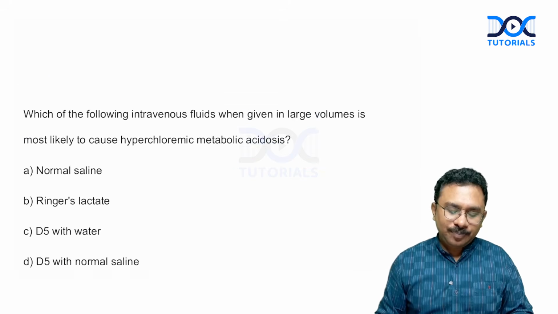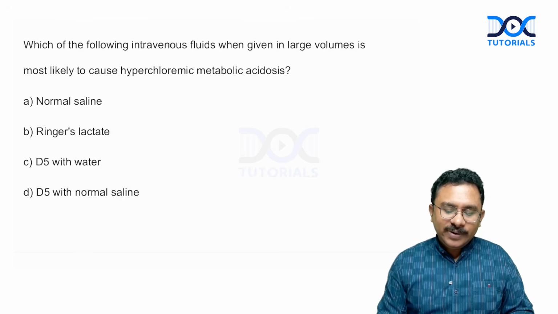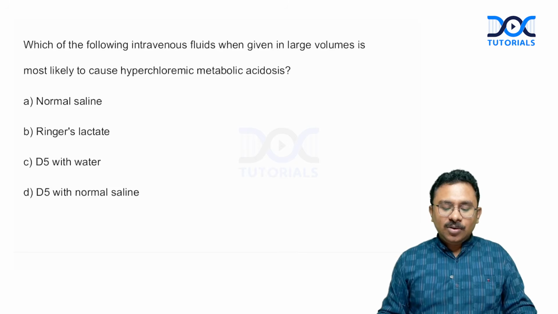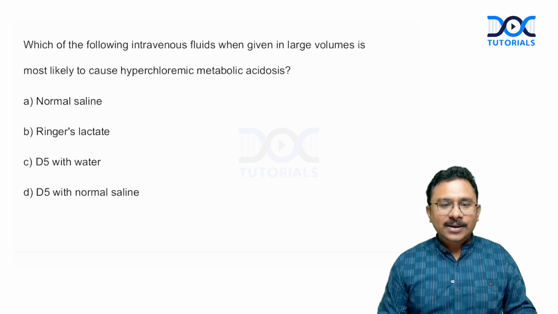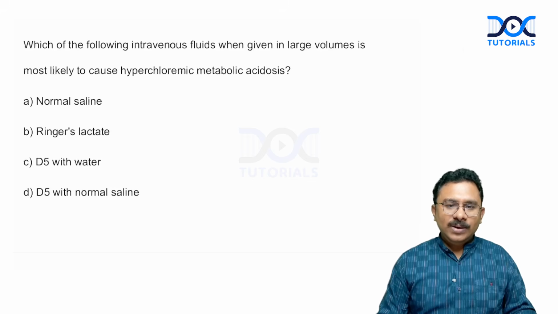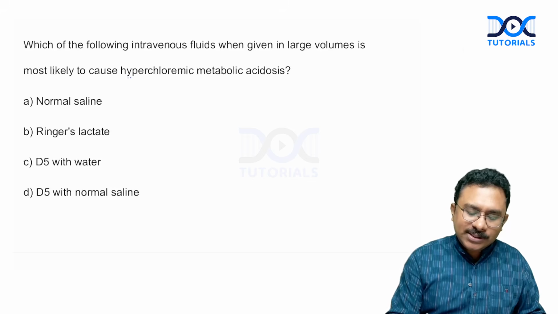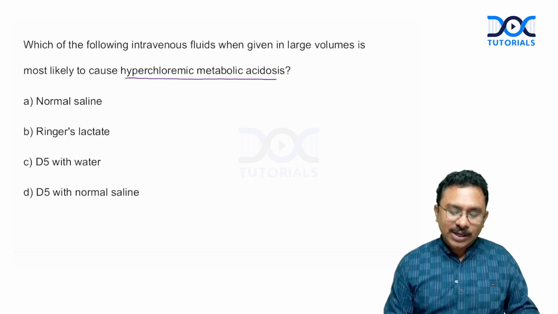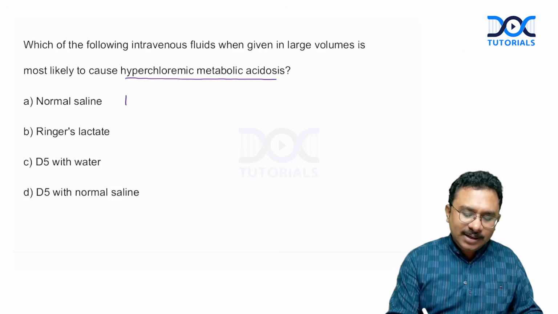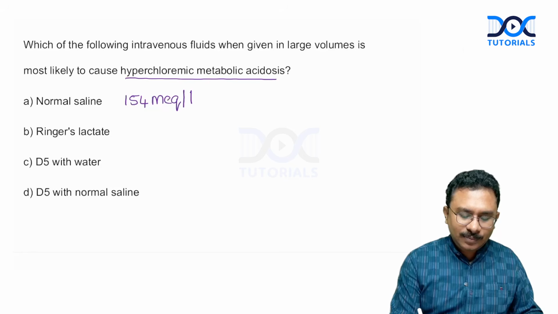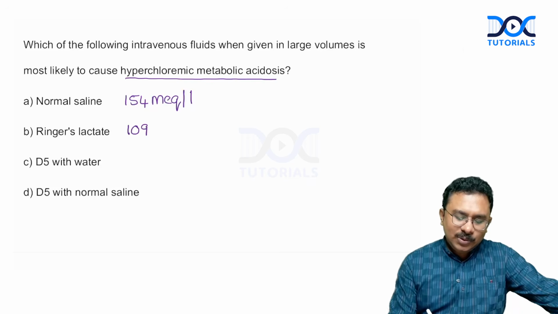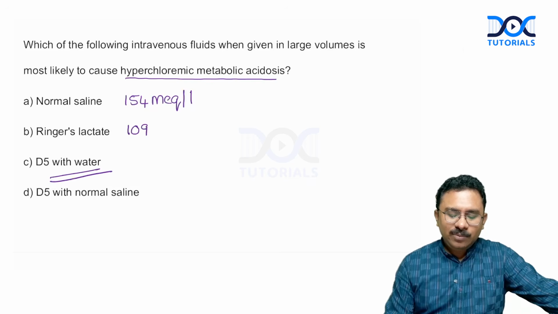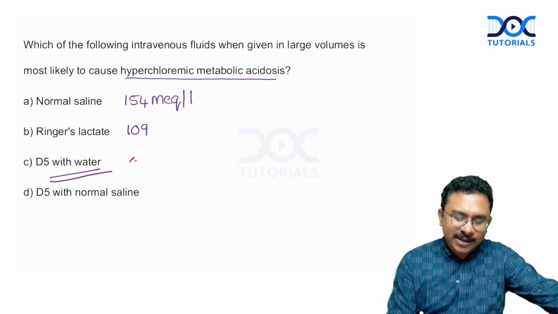The answer is option C. Which of the following IV fluids, when given in large volumes, is most likely to cause hyperchloremic metabolic acidosis? Is it normal saline, Ringer lactate, D5 with water, or D5 with normal saline? Hyperchloremic: in normal saline, the chloride is 154 milliequivalents per liter. Ringer lactate comes to approximately 109, so this is almost negligible. D5 with water does not have much electrolyte, so I'm already eliminating that option.